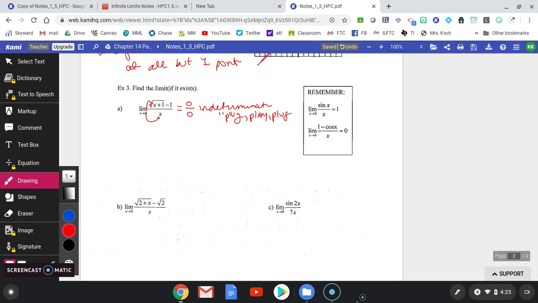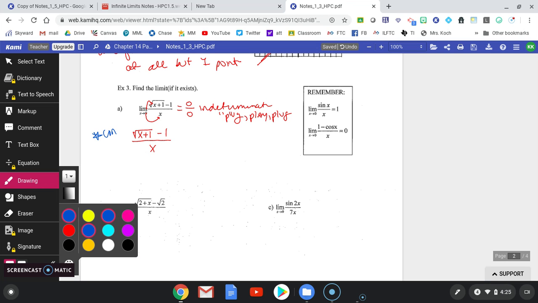So to do this, I need to get rid of the square root of x plus 1 minus 1 in that numerator. And one way that we've talked about doing this before is called the conjugate. So I'm going to give that a star note. I'm going to have to multiply the numerator and the denominator by the conjugate, which would be the square root of x plus 1 plus 1.